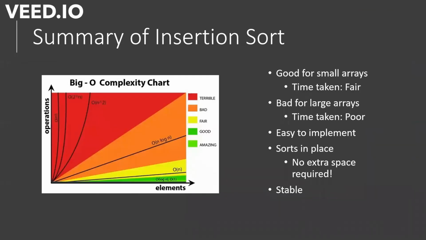To summarize this video, insertion sort is best used for arrays of smaller size. The time taken to sort smaller arrays compared to larger arrays is substantially better. This algorithm is short and easy to implement. It is stable, sorted in place, and requires no extra memory. This is an excellent algorithm for beginners to grasp and use as a foundation to gain a better understanding of other, more complex sorting algorithms.